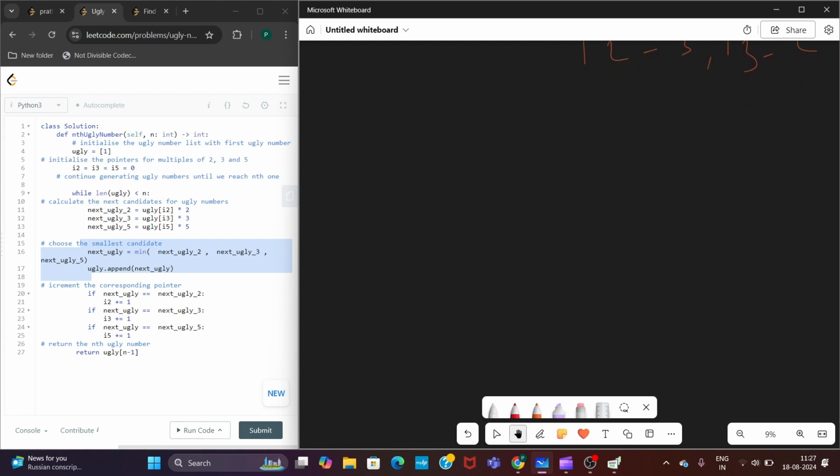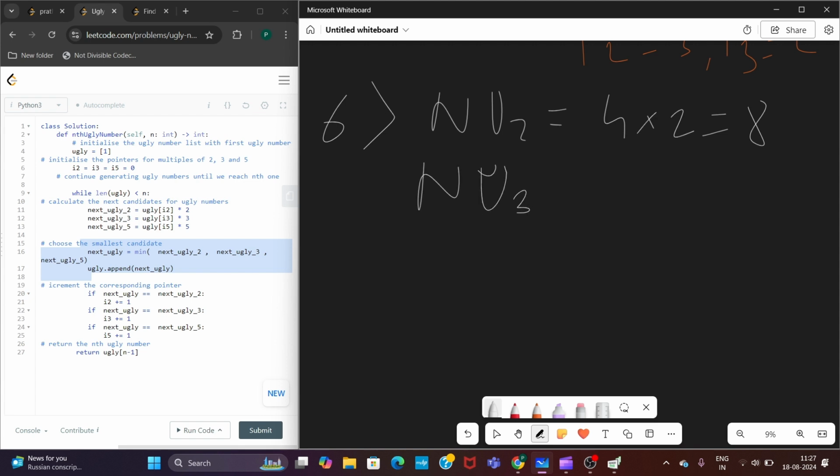Moving forward to my sixth iteration. Basically, my next ugly of 2 over here is what? 4 into 2, which is 8. Then next ugly of 3, which is what? 3 into 3, which is 9. Then next ugly of 5, which is what? 2 into 5, which is 10.